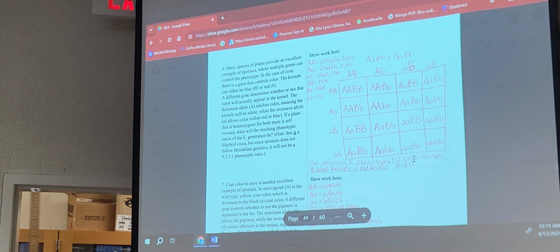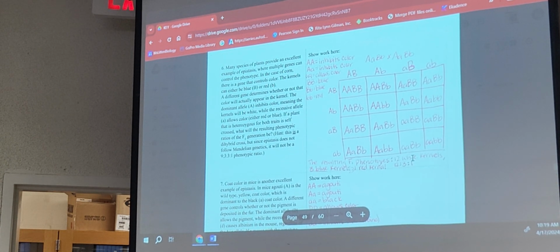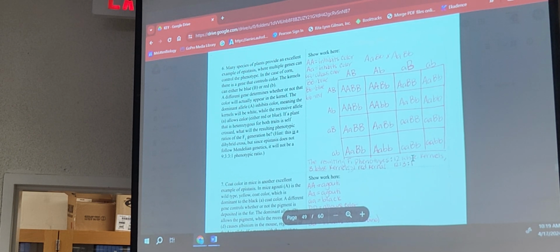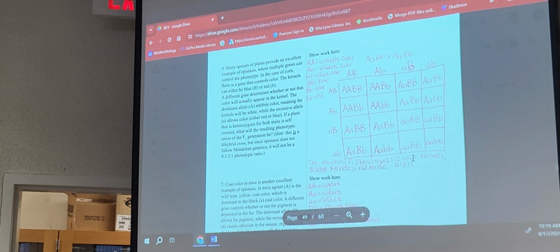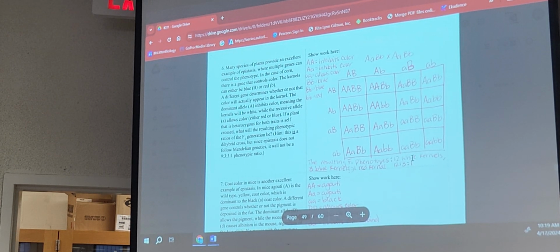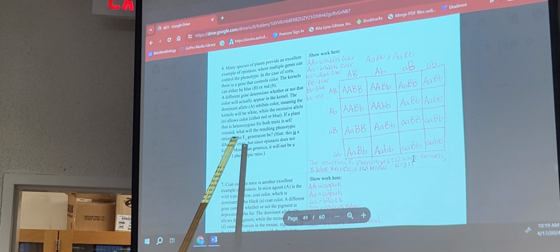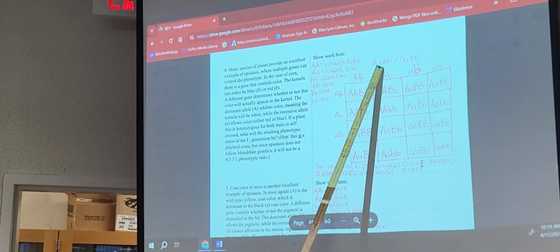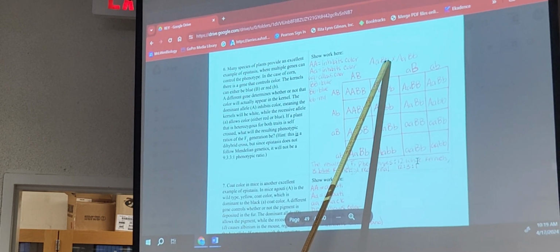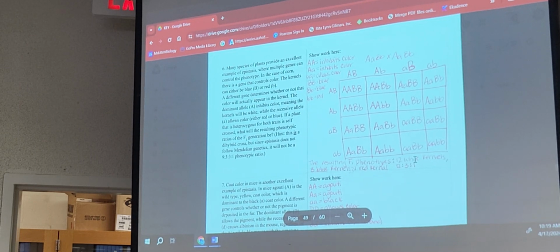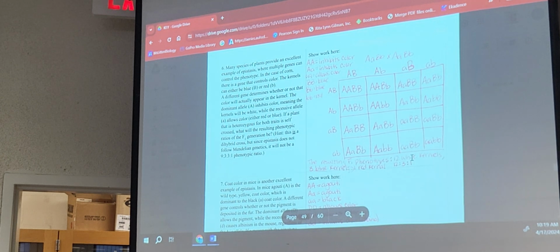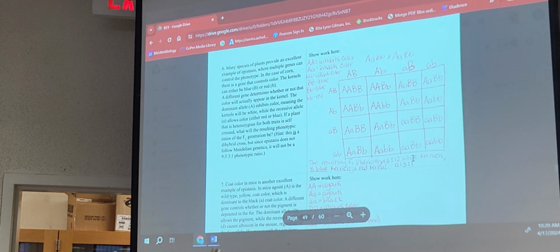All colors, either red or blue. So if a plant is heterozygous for both traits and is self-crossed, what are the resulting phenotypic ratios of the F1 generation? Hint, this is a dihybrid cross, but since epistasis does not follow Mendelian genetics, it will not be a 9:3:3:1 ratio. If it is heterozygous for both traits, right here, it's heterozygous. This is the trait for color, this is the trait for epistasis. So we make our regular Punnett square, or you can do this by the fork method.